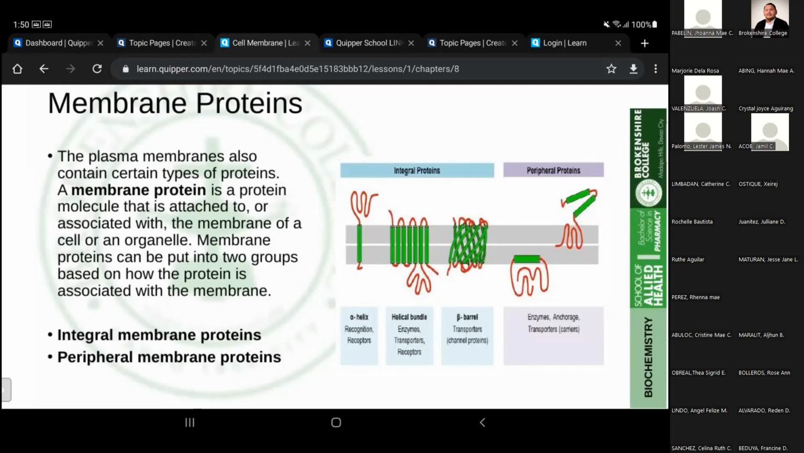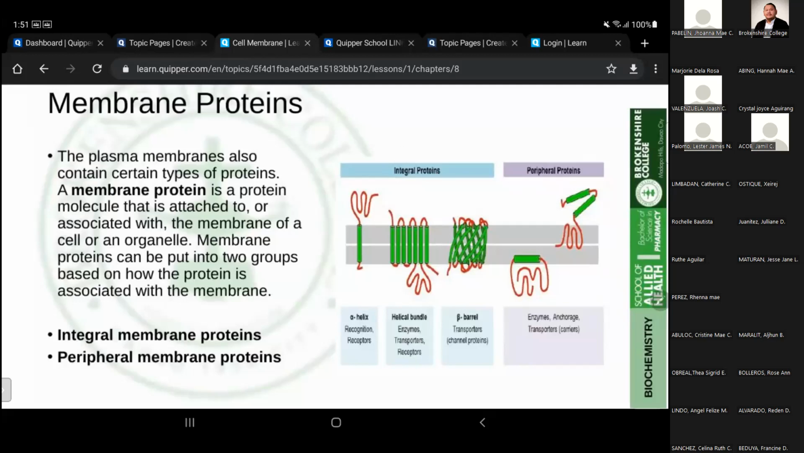So to continue, in terms of integral proteins, we have different types of integral proteins. We have alpha helix, helical bundles, and beta barrel. As you can see, they differ in terms of their formation within the plasma membrane. The function of our alpha helix, the first one, is that it has a part extended outside the cell membrane, in the sense that the purpose of your alpha helix is as a receptor wherein molecules could bind.